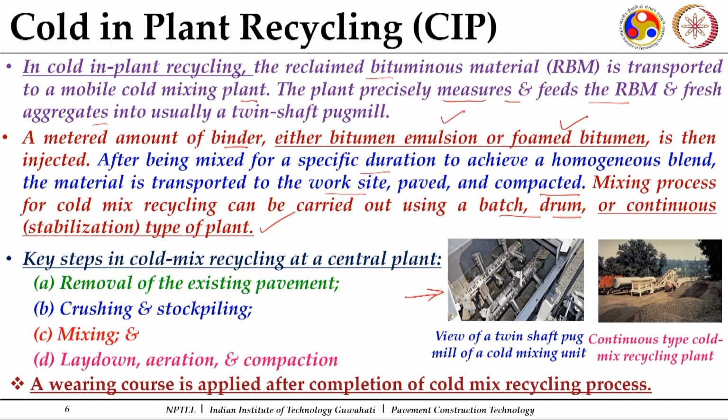Now, if we put the key steps in sequence, the first is the removal of the existing pavement. So, ripping is there, or milling or pulverization has to be there. Then crushing and stockpiling, because if the sizes are more than what can be accommodated, usually we go for sizes up to 2 inches. So, if the sizes of the reclaimed bituminous material are larger, then it needs to be crushed, and finally you stockpile it at a mix plant.